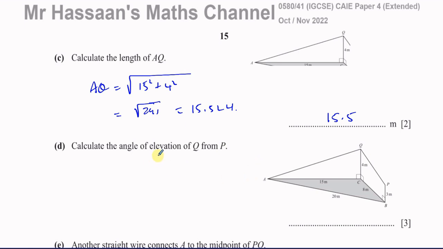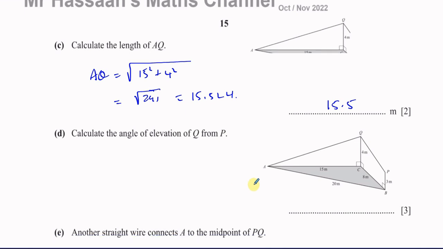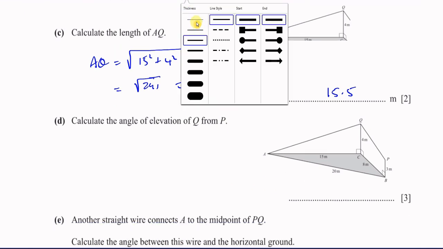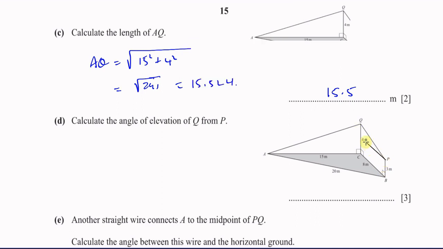Then it says calculate the angle of elevation of Q from P. So now we're going into the 3D stuff here. So if we think about P and drawing a line which is horizontal. Remember we've got a 3D shape here. So the angle we're looking for is this angle over here. This is the angle we're looking for. Now what I'm going to do is draw that triangle over here.